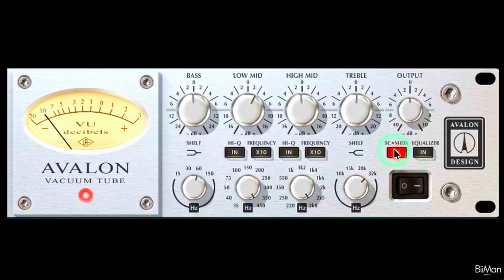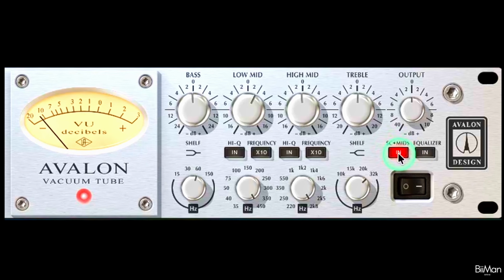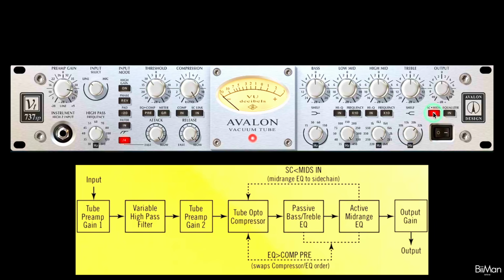We have the sidechain EQ, SC MIT. This enables the sidechain EQ function. When switched on, the low and high mid-range EQ bands are removed from the audio part and are instead routed to control the compressor's sidechain signal. Watch how the compressor reacts when I engage these controls.